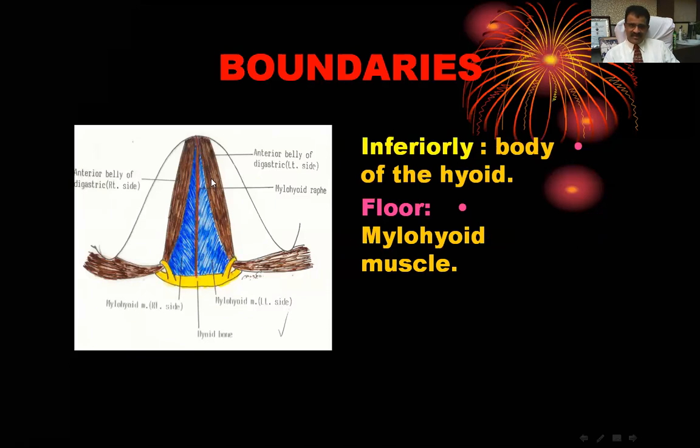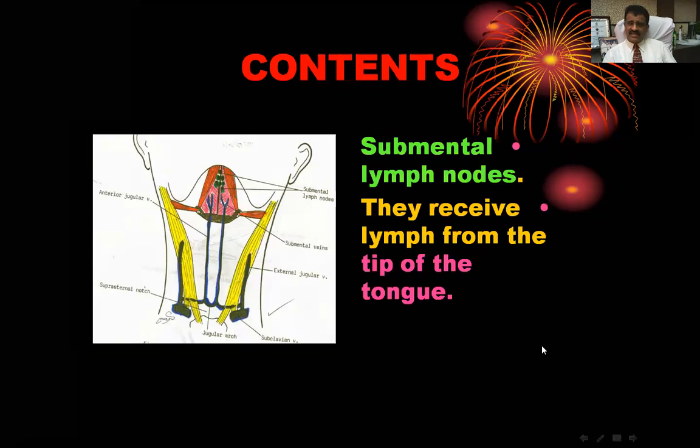This is the anterior belly of digastric. Here there is the midline, and below there is the base, the body of the hyoid bone. The floor of this triangle is formed by the mylohyoid muscle. Now what are the contents of the submental triangle? Submental lymph nodes. There are lots of cervical lymph node groups.